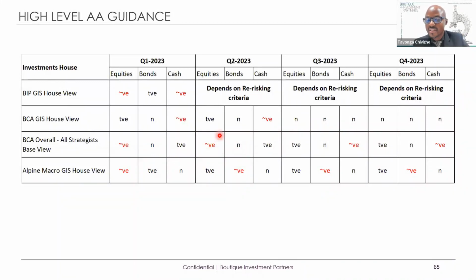And then we don't know what is going to happen, but we know that regardless of who is right, BCA, GIS, BCI overall, or Alpha and Macro, it will be picked up in our re-risking criteria. So we're just going to say if it confirms what we have as a re-risking, it doesn't matter whose view it is, we're making the requisite change to your portfolios. But for now, we're very defensive in our positioning.